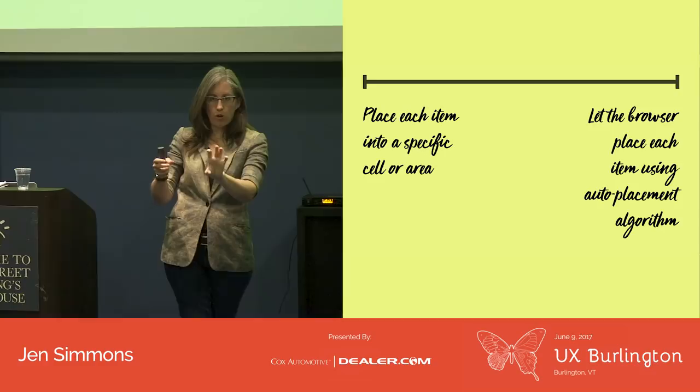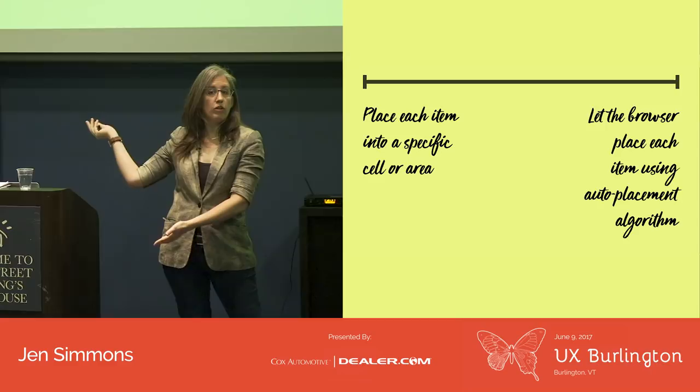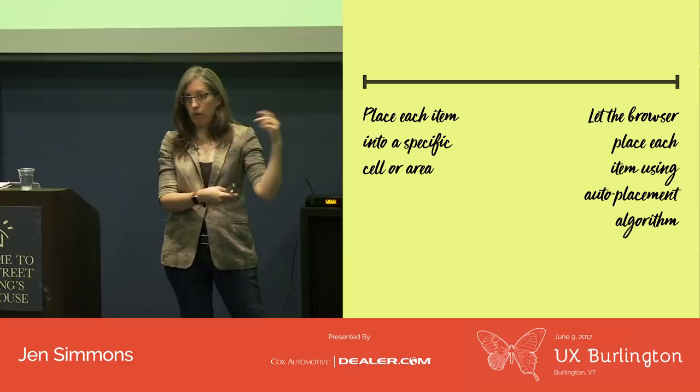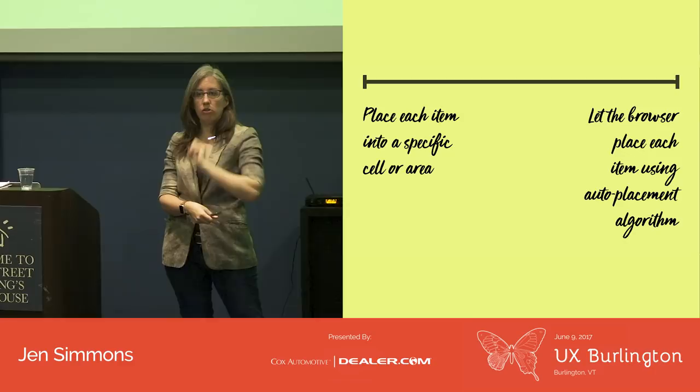And you can just say, hey, I've got a bunch of stuff. Here it is in my HTML. I've said a few things about my grid. I would like you to go off and do it now. And the browser will start placing each of these items. It will be like, this one goes here, and this one goes here, and this one goes here. And it will start laying everything out for you automatically using this thing called the grid auto-placement algorithm.